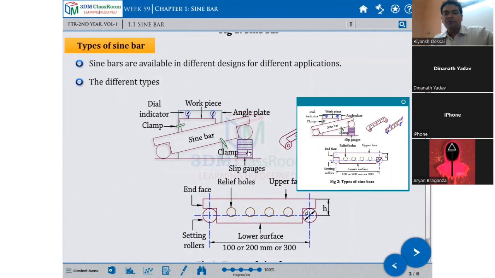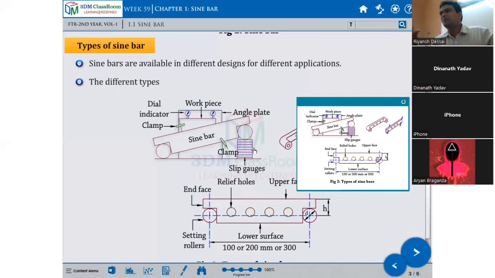Below the roller they kept certain what? These are the slip gauges. They are built up one on another to build the height. So by using these slip gauges, what will we get? We will get the height immediately, how much the height has risen. So this dimension we will get by using slip gauges.